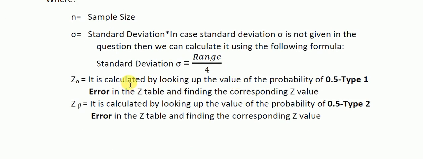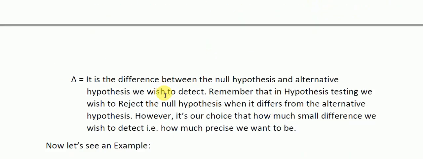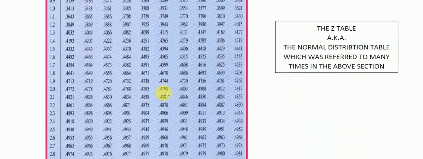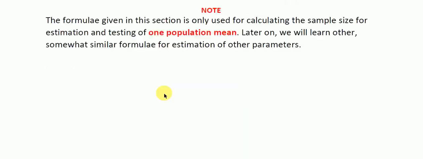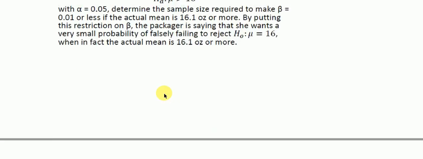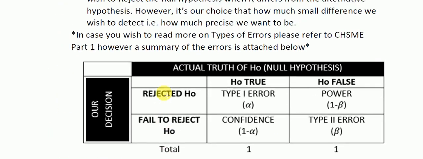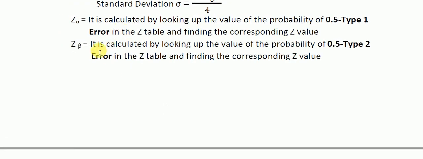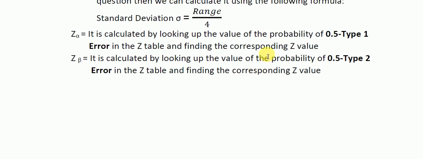So Z alpha is calculated by looking up the value of the probability of 0.5 minus type 1 error in the Z table. So we have a table called the Z table, and it looks like this. Here's the Z table. And then moving back, Z beta is calculated by looking up the value of the probability of 0.5 minus type 2 error in the Z table and finding out the corresponding Z value.